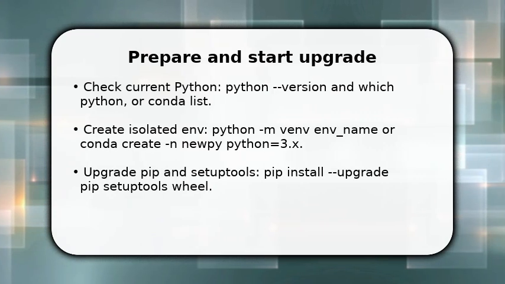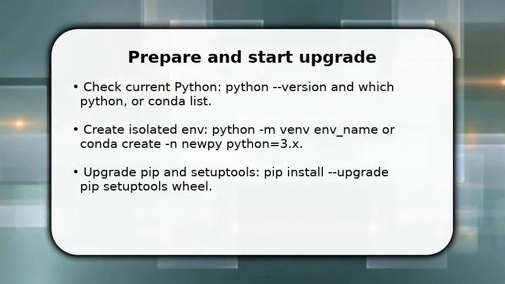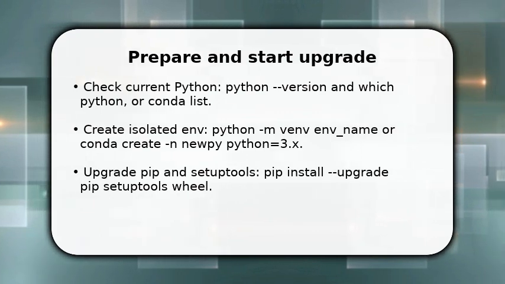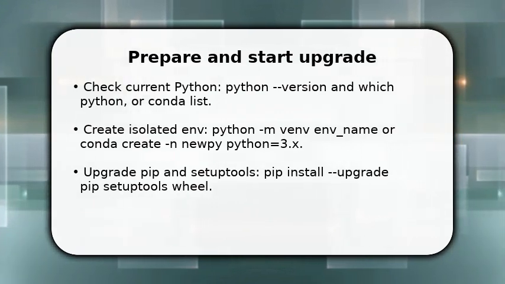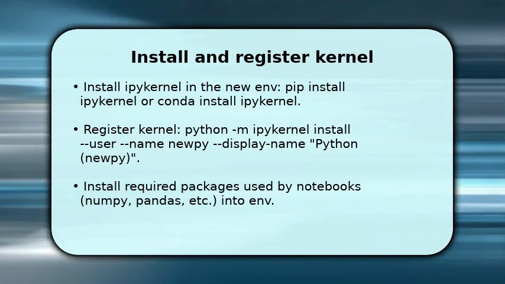You're starting the change now rather than modifying a global interpreter, because isolation keeps your notebooks reproducible and safe throughout the upgrade process. Next, you install ipykernel inside the new environment so Jupyter can see the interpreter. After that, register the kernel with a clear name. This makes the new interpreter selectable from notebook interfaces.